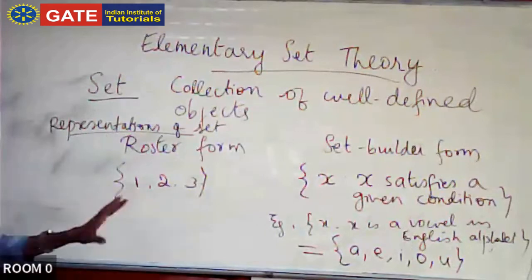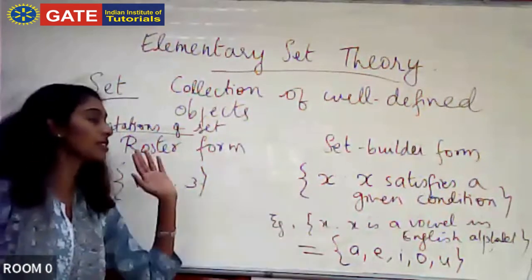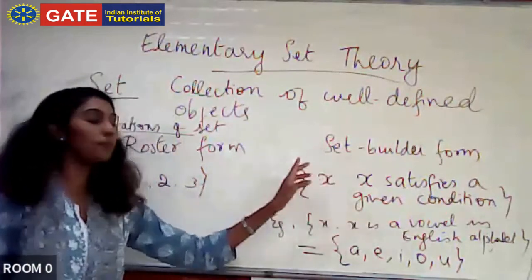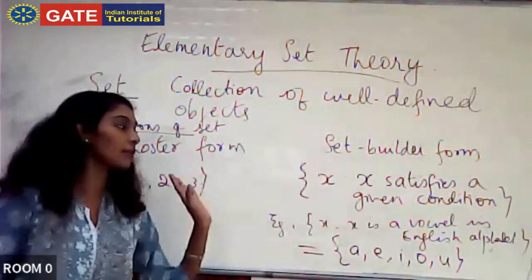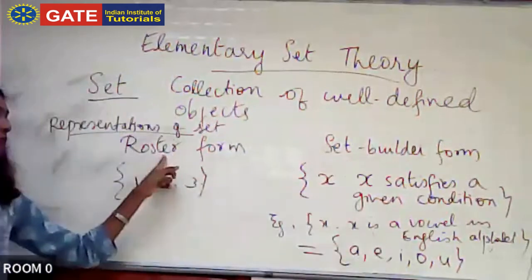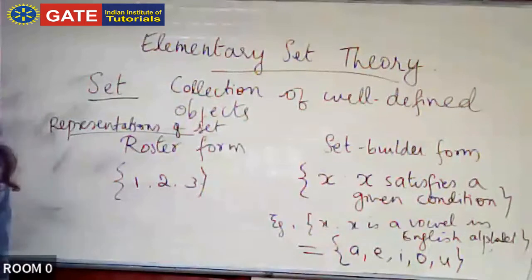So these two are equal sets, just that the representation is different. Here I have represented it in the set builder form, that is, set of all x such that x is satisfying some condition, and that is x should be a vowel. And this is the roster form, that is when I list out all the elements separated by commas. That is called the roster form representation of a set.